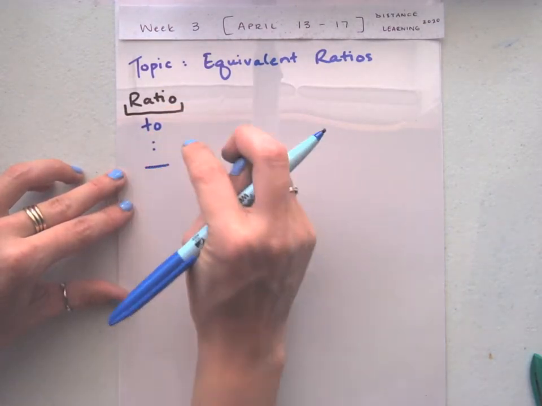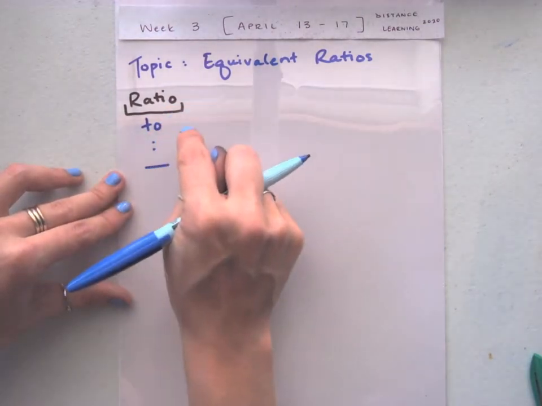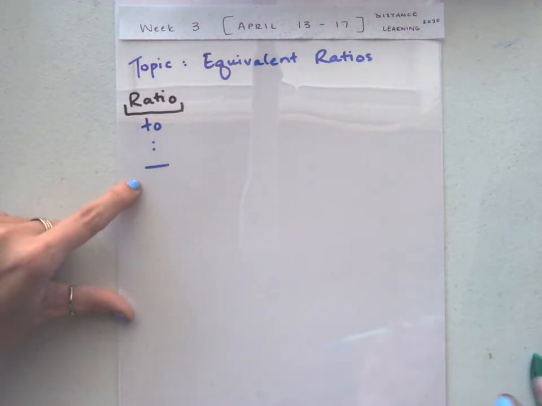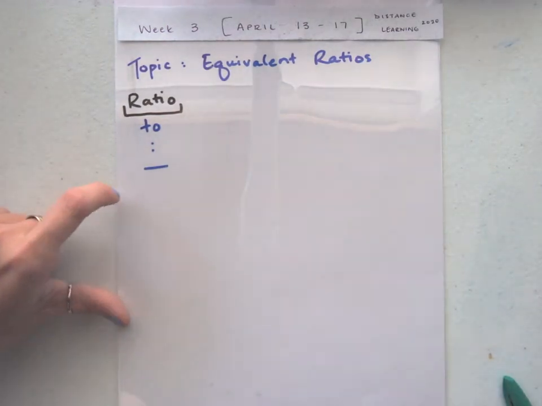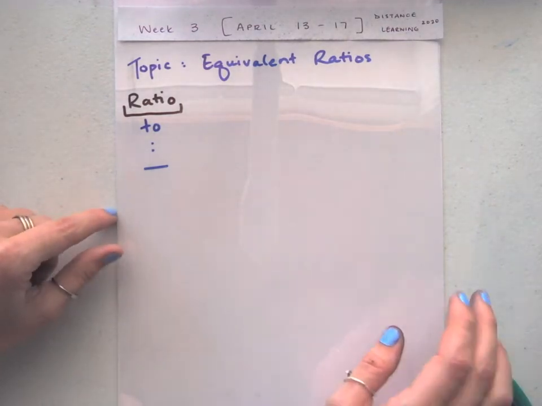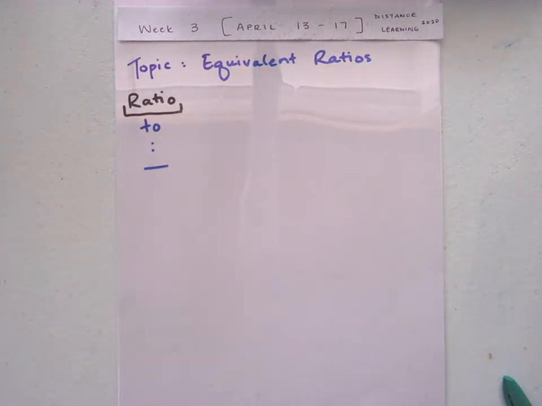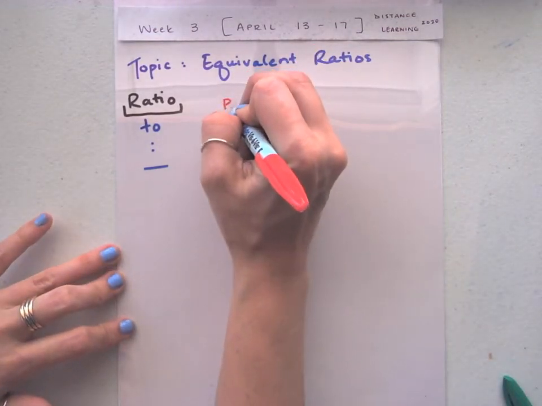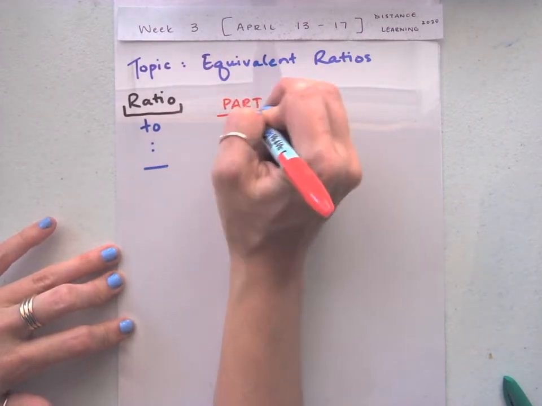We can write a ratio with the word "to," with the ratio symbol, which is a colon, or we can write it like a fraction. This last part, the fact that we can write it like a fraction, is going to make understanding equivalent ratios really relatable to what we've already learned in class about equivalent fractions. So when we write a fraction, our fraction is written as a part over a whole.